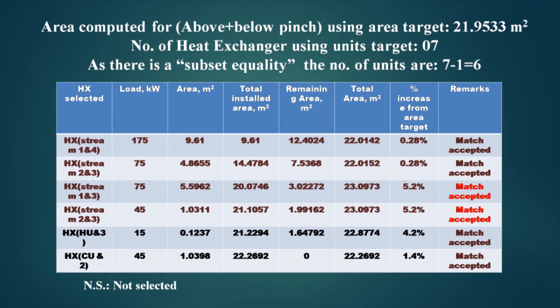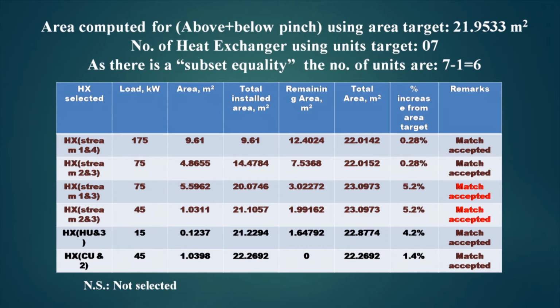So, here when we put the fourth heat exchanger, the area comes out to be 1.0311. The total area of all these 4 heat exchangers is 21.1057. The area of the remaining heat exchangers, in this case 2 heat exchangers remaining, the heater and the cooler, is a combined 1.99162, and the total area is 23.0973. So, there was an increase of 5.2%, but I have no option, I have to accept this match.